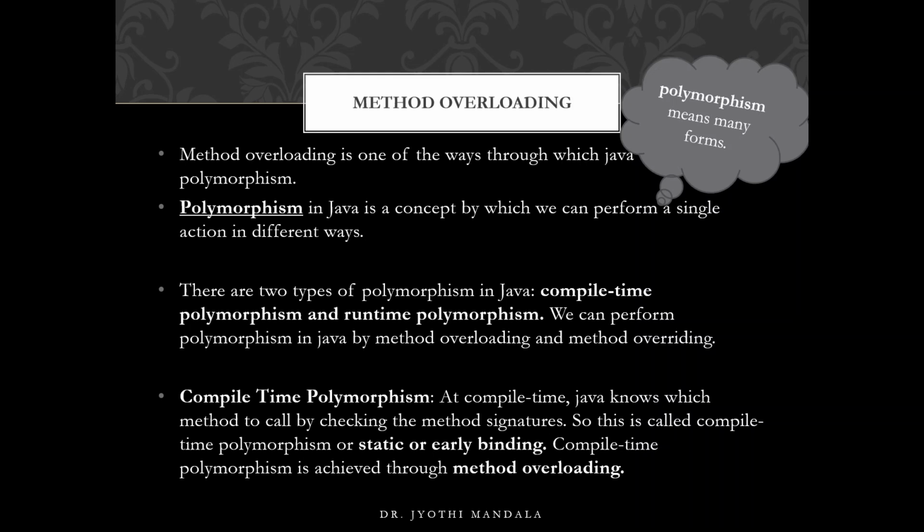Do you remember we already learned about constructor overloading? There we learned that we can have more than one constructor. Obviously the constructor name should be equal to the class name. We can have more than one constructor, but there should be a difference in the parameter list. The same thing applies to method overloading also.